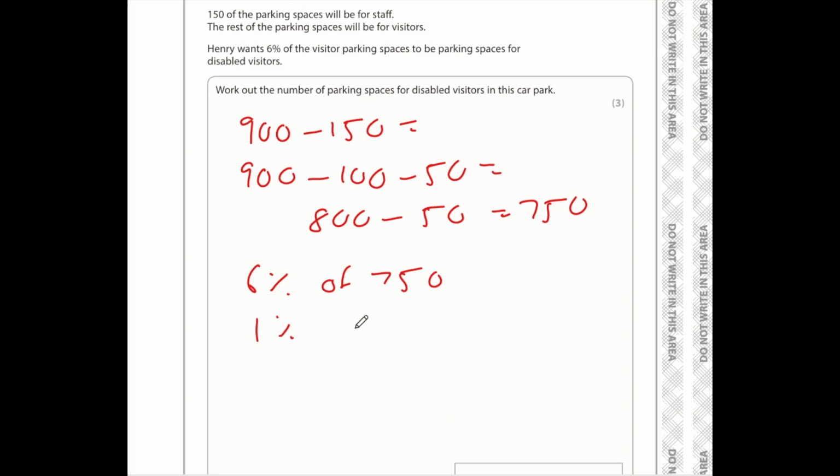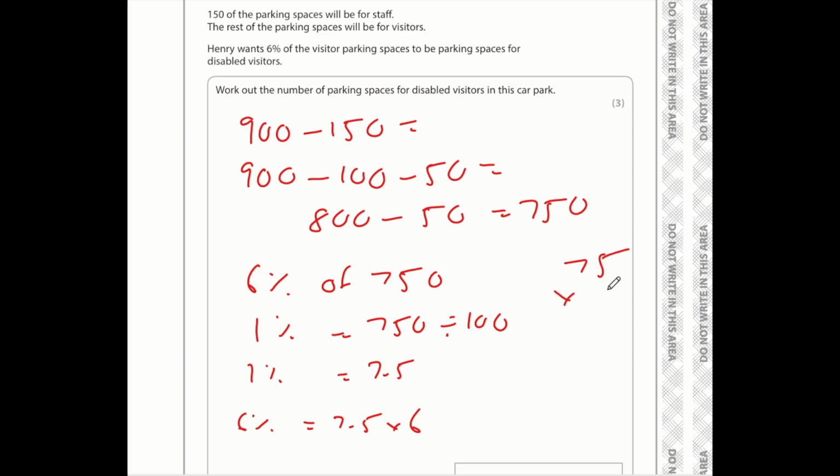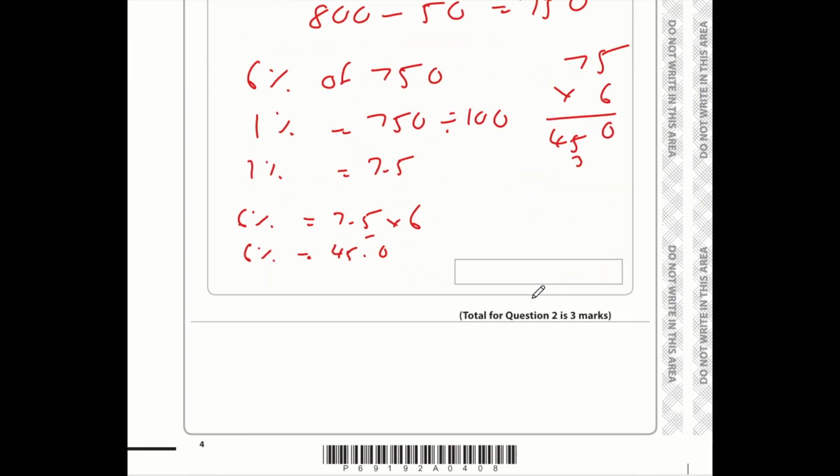Well, 1% is 750 divided by 100, so 1% is 7.5. So 6% is going to be 7.5 multiplied by 6. So let's work out 75 times 6. 5 times 6 is 30, carry 3. 7 times 6 is 42, 43, 44, 45. So therefore 6% is going to be, well, it's not 450, we need one decimal place, so that would be 45.0, in other words, 45.